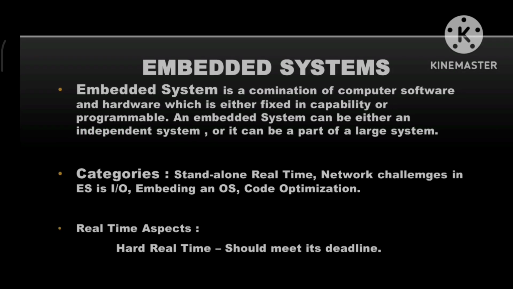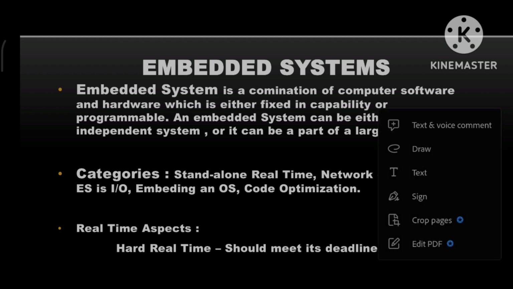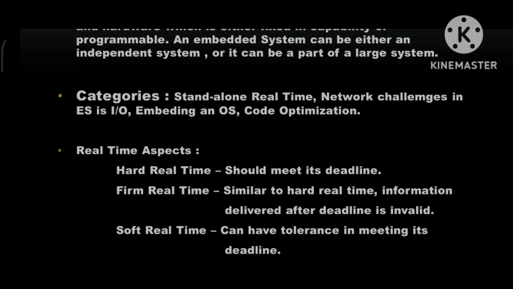Embedded systems. An embedded system is a combination of computer software and hardware, which is either fixed in capability or programmable. An embedded system can be either an independent system or part of a larger system. Categories: standalone, real-time, network. Challenges in embedded systems are input-output, embedding an OS (operating system), code optimization, etc.